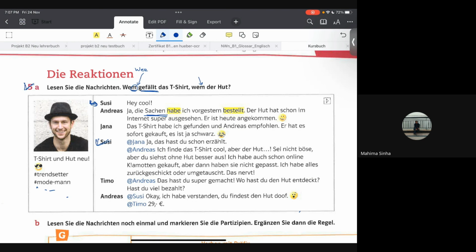I bought clothes online and they didn't fit. Ich habe alles zurückgeschickt. Oder getauscht. I have returned or exchanged everything. Okay. Changed everything. That's annoying. Okay. Yeah.